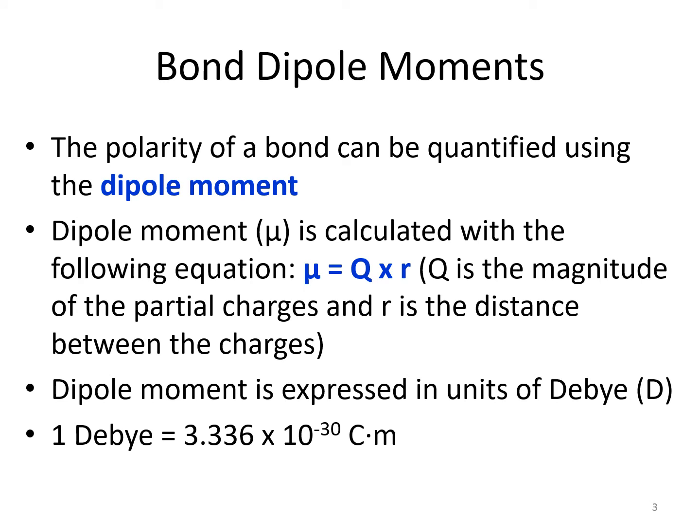For polar covalent bonds, the dipole moment is used to calculate how polar the bond is. The larger the dipole moment, the more polar the bond. Dipole moment, expressed with the Greek letter mu, is calculated by multiplying the magnitude of the charge, q, by the distance between the charges, r. Dipole moment is typically expressed in units of debye, D. As we calculate the dipole moment, we will need to use the conversion factor that 1 debye is equal to 3.336 times 10 to the minus 30 coulomb meters.